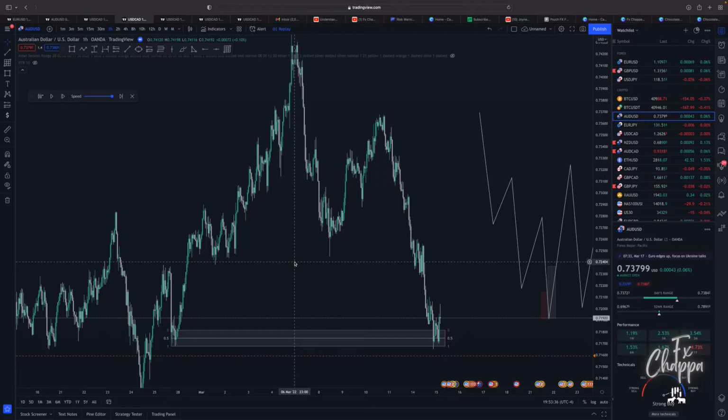I actually got a pretty good entry. The first entry was my risk entry, and the second entry was my initial confirmation entry. I'm telling you guys, we're chopping these markets.